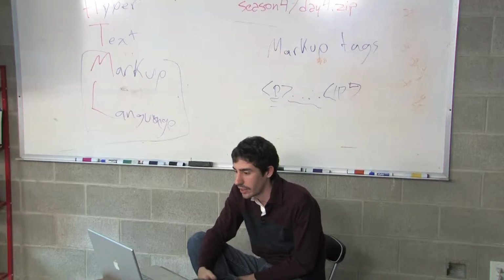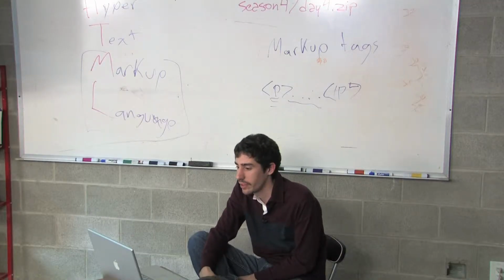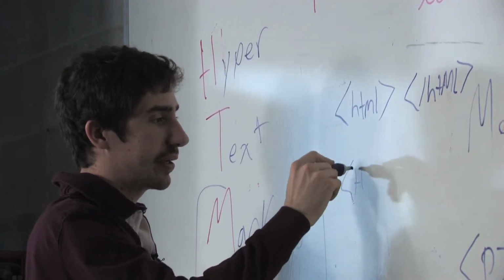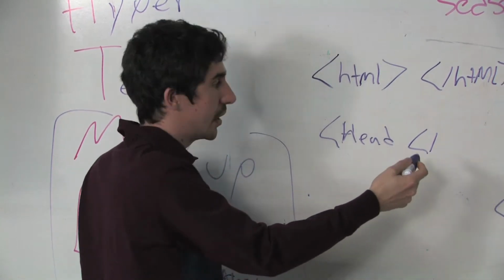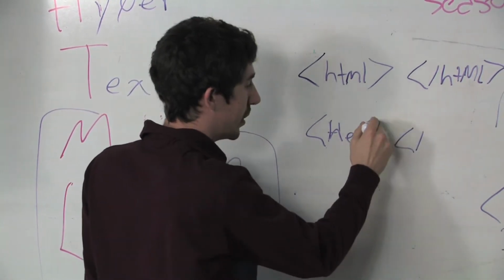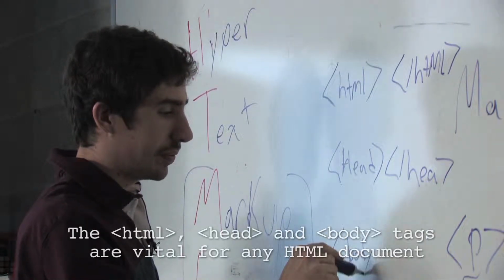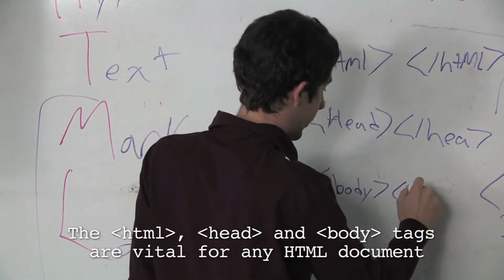Any browser reads any plain text document. For Windows, it's Notepad, and for Mac, it's TextEdit. So basically, to start any HTML document, you've got to use 3 main tags. There's an HTML tag, then there's a head tag, and then we always close our tag. When you have an opening, you always have to close it. Then you have the body tag.